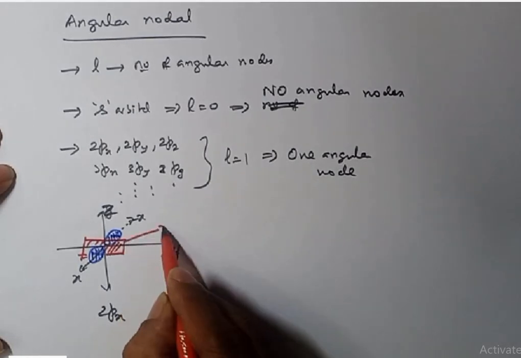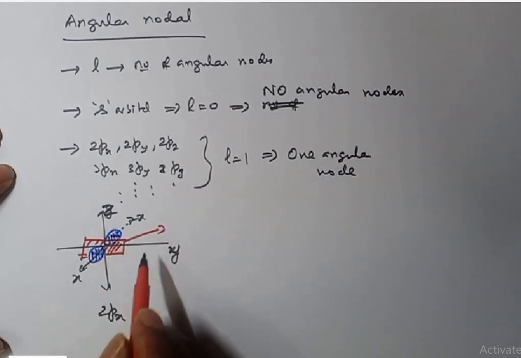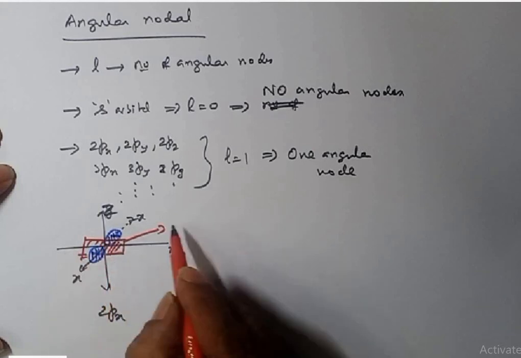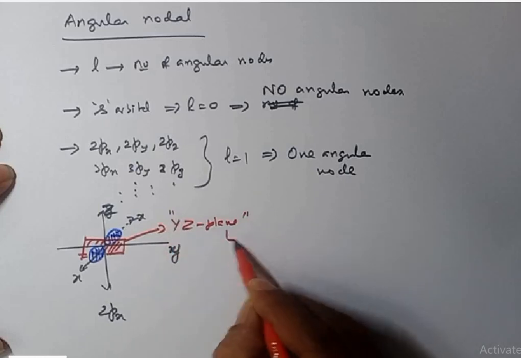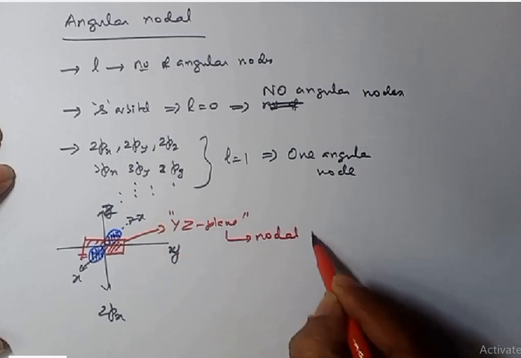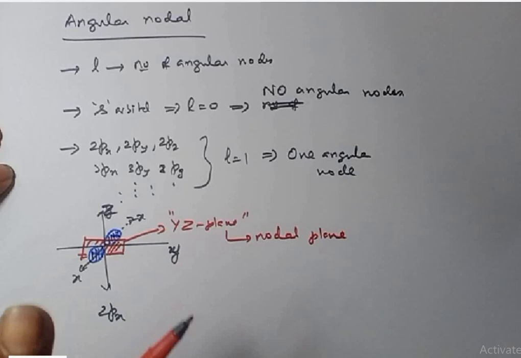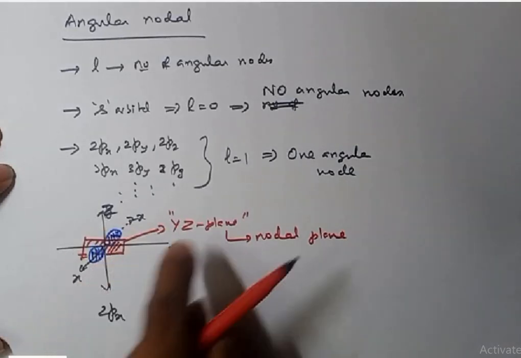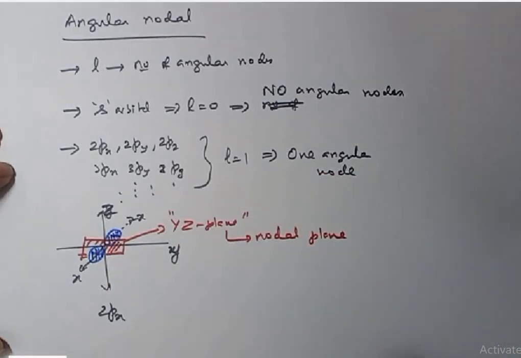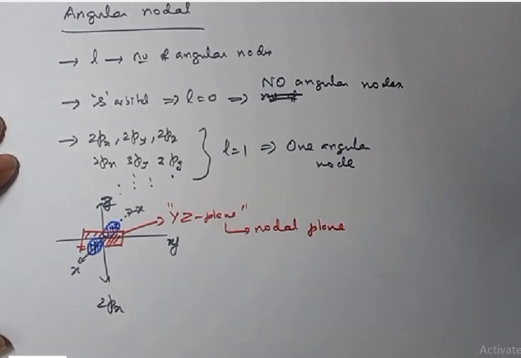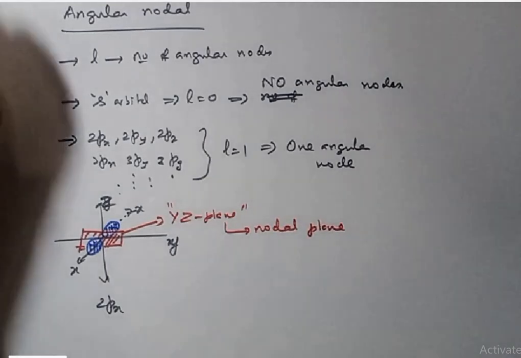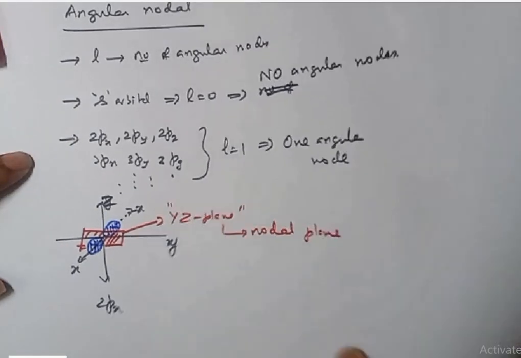Therefore, this plane is called a nodal plane. This plane passes through the y-axis and z-axis, so it is called the YZ plane. The YZ plane is the nodal plane. Only one nodal plane is possible, and that's the meaning of one angular node. For the 2px orbital, the YZ plane is the nodal plane. For 2py, can you tell me? XZ. Yeah, very good. XZ plane.